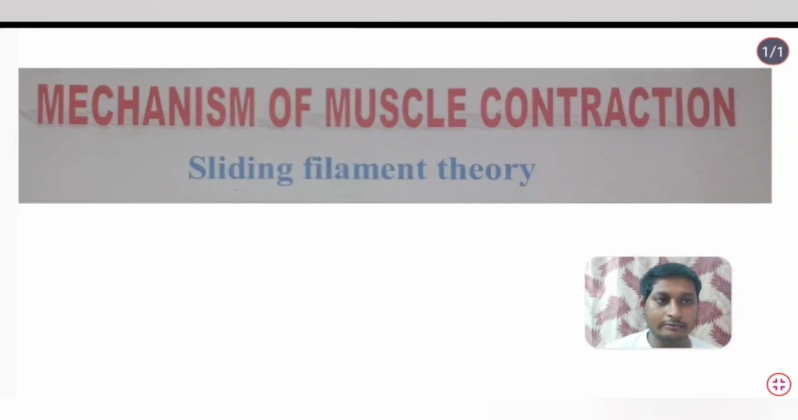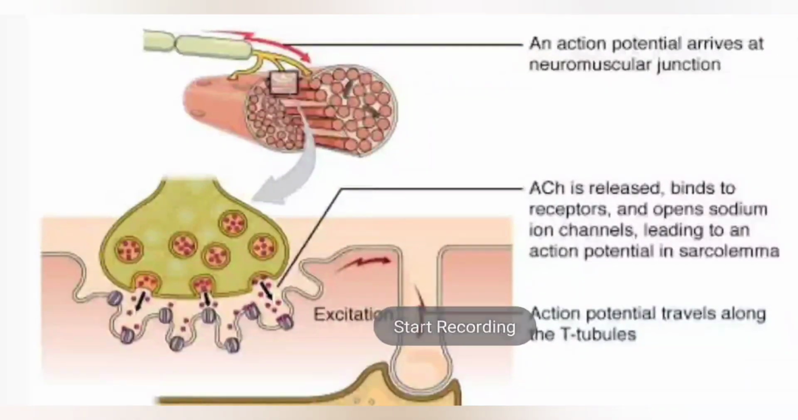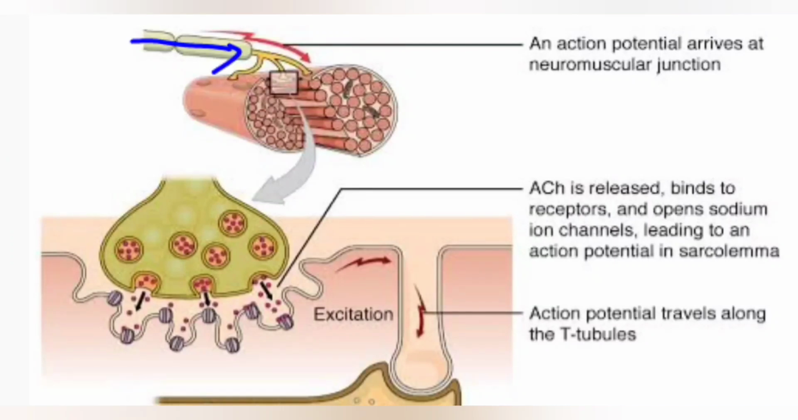The steps are: Step 1. An impulse from the CNS reaches the neuromuscular junction via a motor neuron. Step 2. A synaptic vesicle releases the neurotransmitter acetylcholine. It generates an action potential in the sarcolemma that spreads through the muscle fiber. It causes release of calcium ions from the sarcoplasmic cisternae into the sarcoplasm.